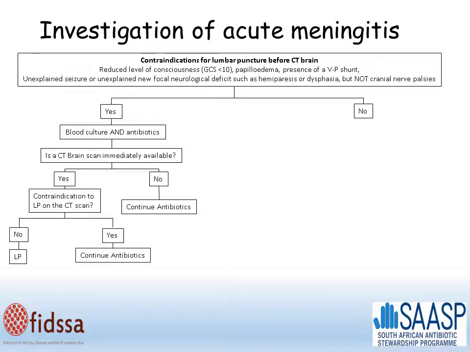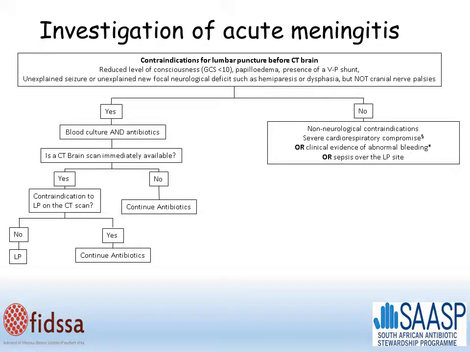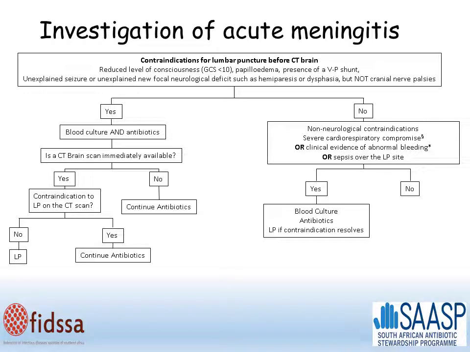On the other hand, if there's no contraindication to lumbar puncture without CT scan, you have to look for non-neurological complications. Again, the evidence base for this is limited, but in general, someone with severe cardiorespiratory compromise who is unable to lie flat, or someone who has clinical evidence of abnormal bleeding, such as an advancing purpuric rash, or sepsis over the LP site, should not be having lumbar puncture. If those are present, you should take a blood culture and then give antibiotics. If the contraindication resolves, you can then perform a lumbar puncture.